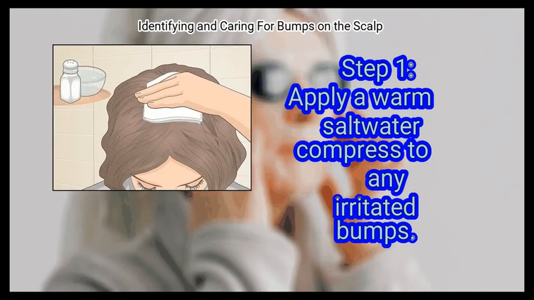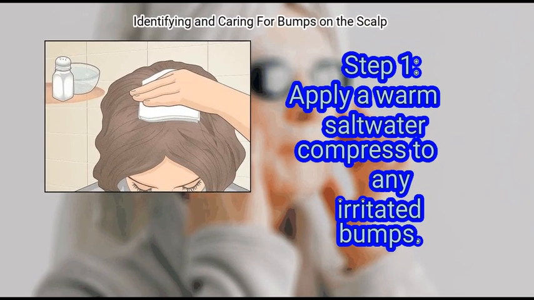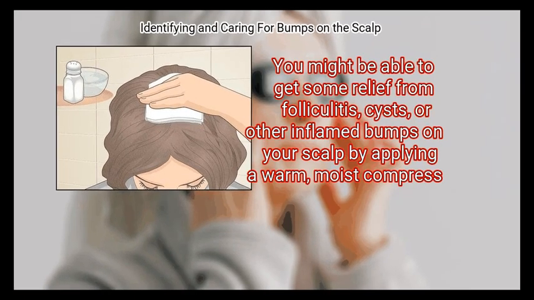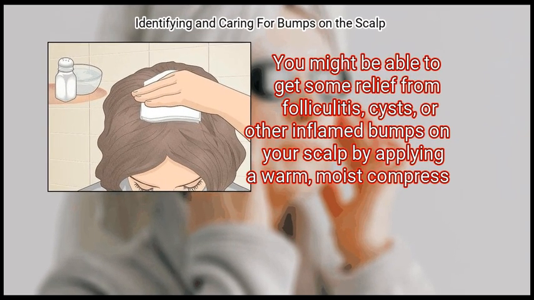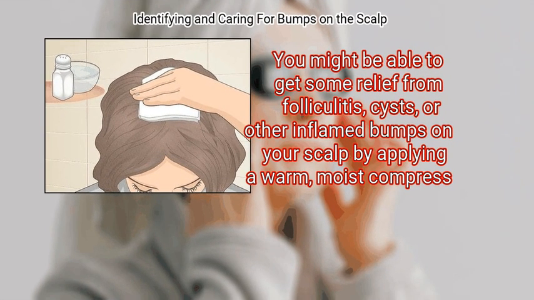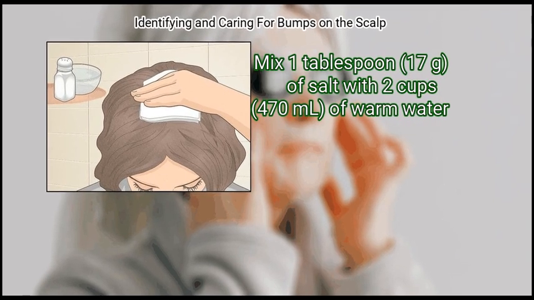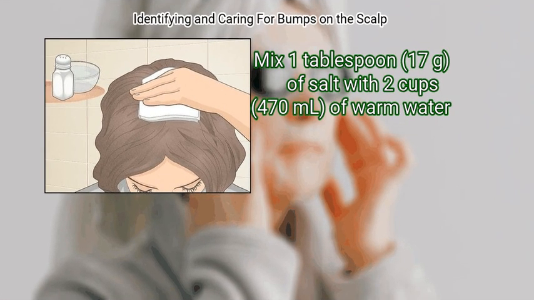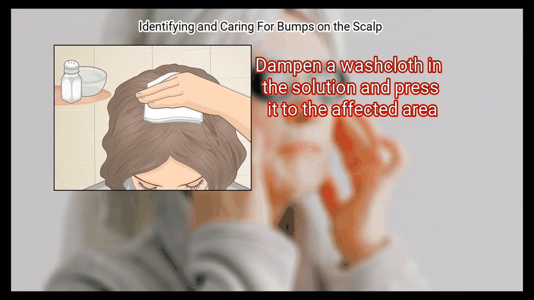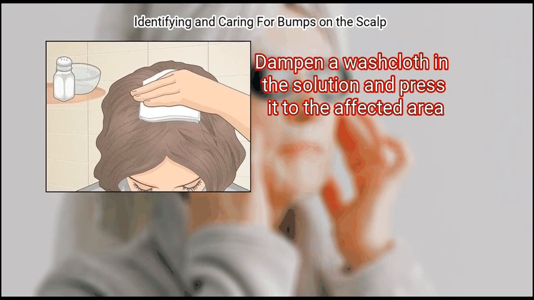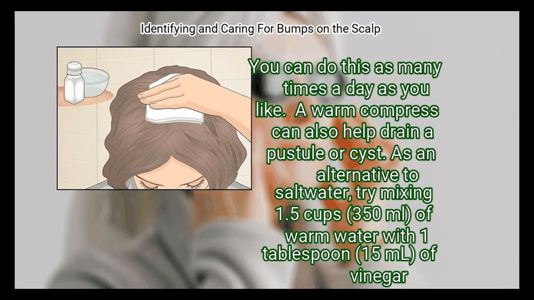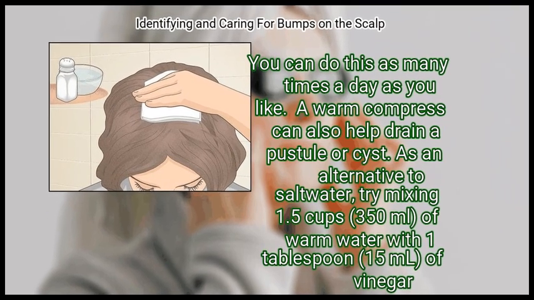First, apply a warm saltwater compress to any irritated bumps. You might be able to get some relief from folliculitis, cysts, or other inflamed bumps on your scalp by applying a warm, moist compress. Mix 1 tablespoon, 17 grams, of salt with 2 cups, 470 milliliters, of warm water. Dampen a washcloth in the solution and press it to the affected area. You can do this as many times a day as you like.